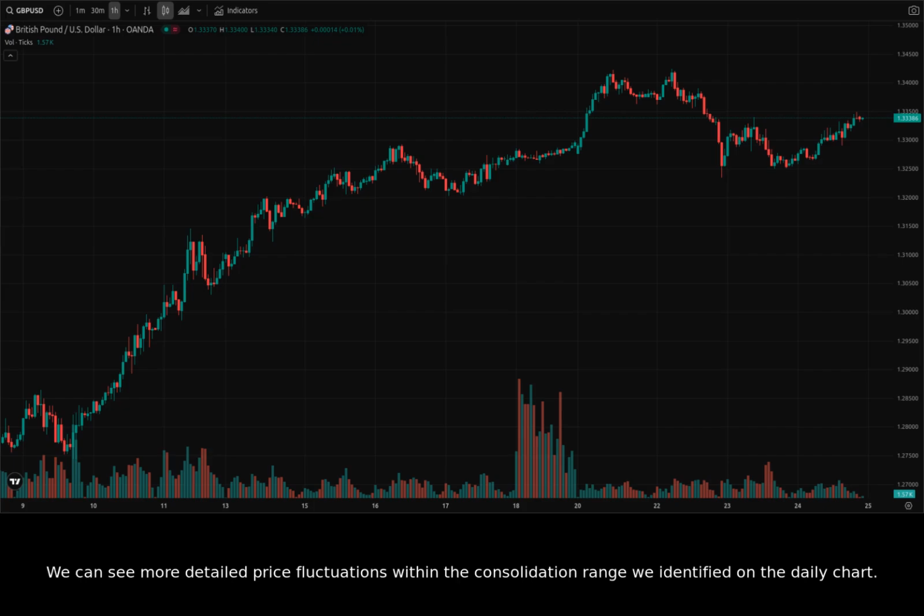Let's switch to the hourly chart for a closer look at recent intraday trading. We can see more detailed price fluctuations within the consolidation range we identified on the daily chart. There appear to be intraday support around 1.3260 and intraday resistance around 1.3320. These levels are critical to watch for short-term trading opportunities.